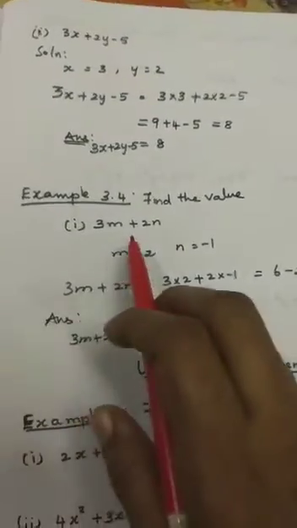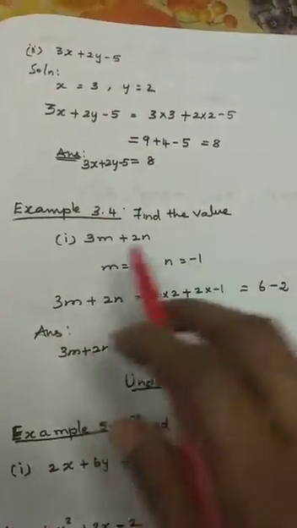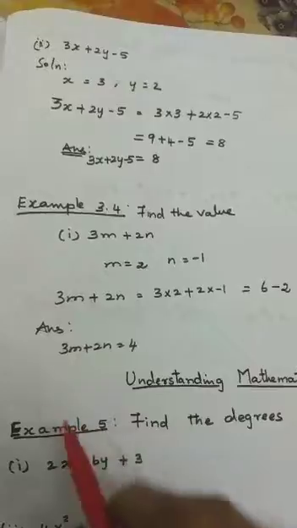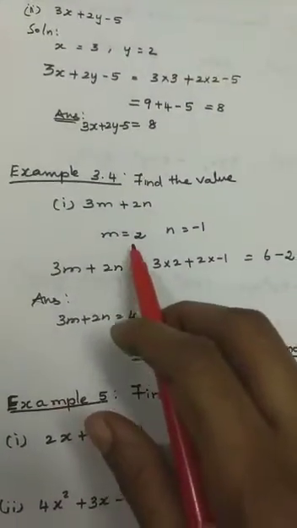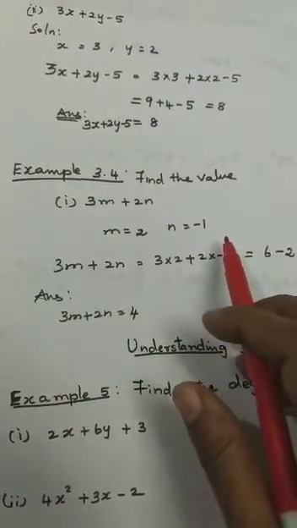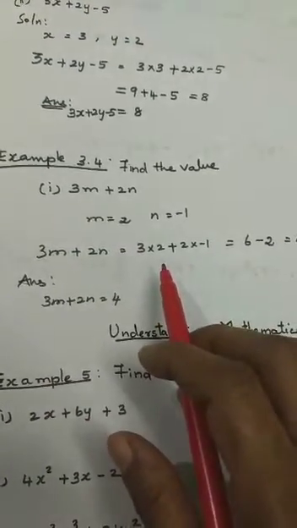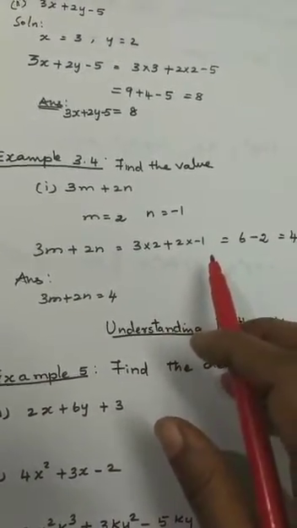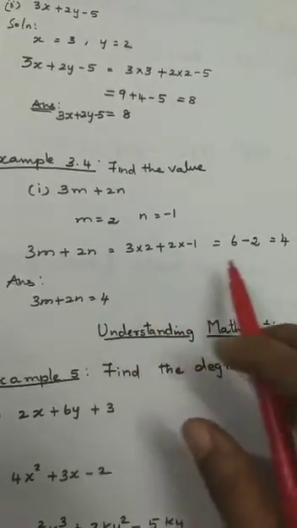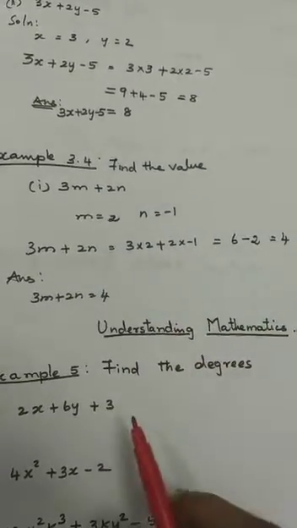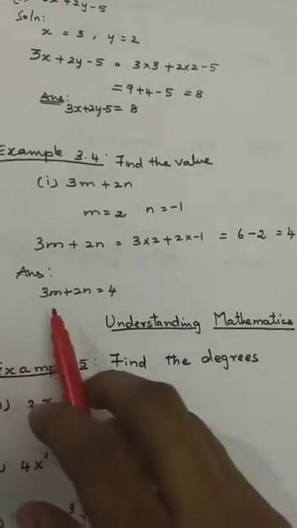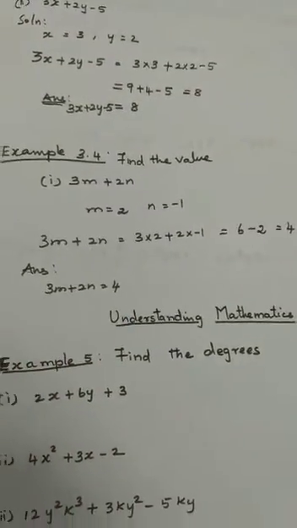Then example 3.4. Find the value of 3m plus 2n. Here m value is 2 and n value is minus 1. So 3m plus 2n is equal to 3 into 2 plus 2 into minus 1. That is equal to 6 minus 2 is equal to 4. So the answer is 3m plus 2n is equal to 4.